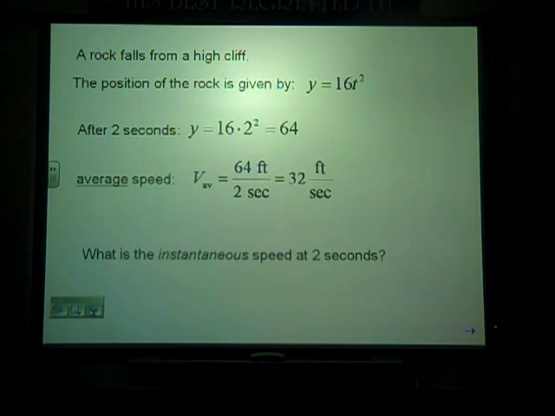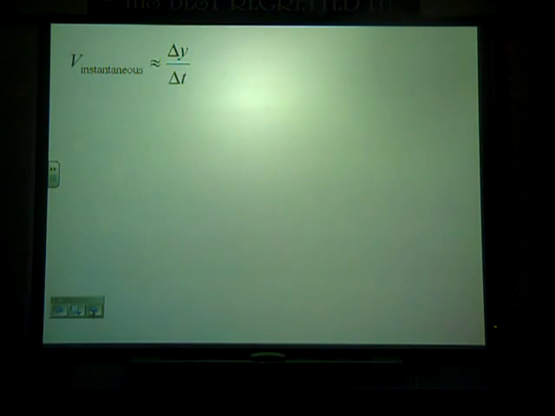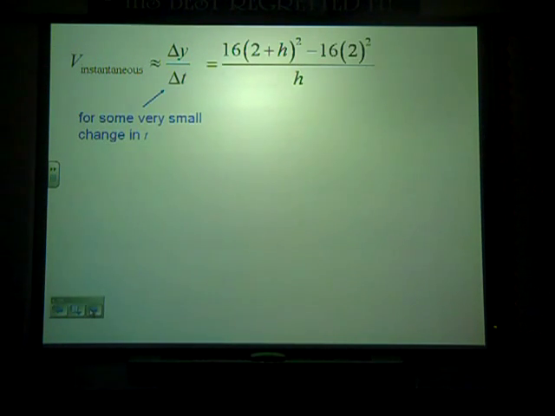So what is our instantaneous speed now? At 2 seconds, we know it's 64 feet down the cliff. We know it averaged 32 feet per second. But what is that speed at exactly 2 seconds? Because as I said to you, it's going to start at a speed of 0, and it's picking up speed as it falls down the mountain. So our instantaneous speed, we're still looking at a change in the position over the change in time.